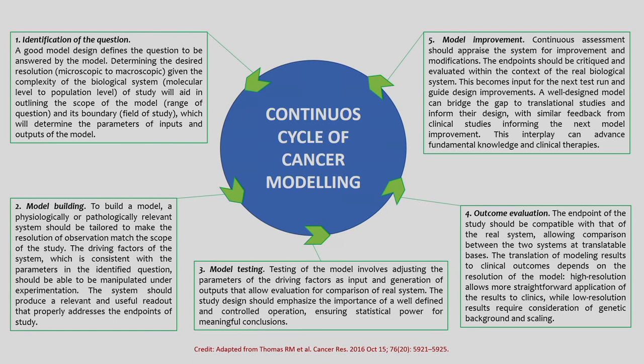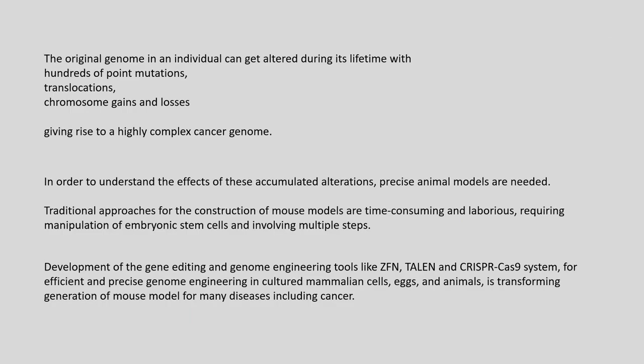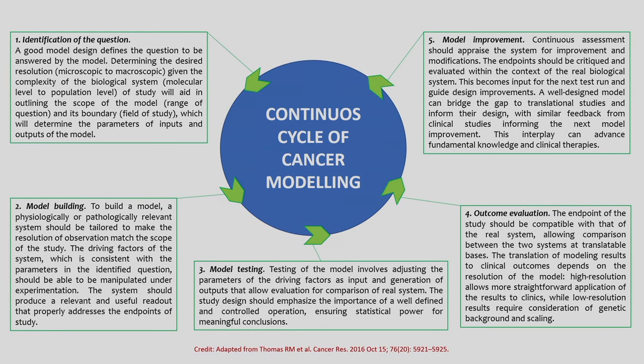And this can be a cyclic iterative process until we get a model which is as good as the physical system. This interplay can advance fundamental knowledge and clinical therapies. So, these are the main steps in the continuous cycle of cancer modeling: identification of the question, model building, model testing, outcome evaluation and model improvement. And this is, as you can see in the picture, a cyclic process which can go on and on until we get realistic results from the model.